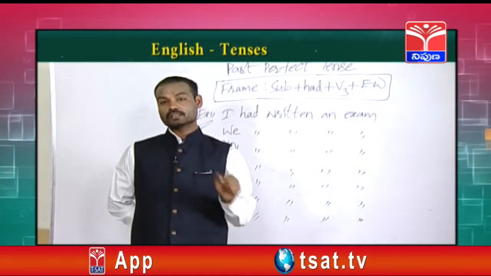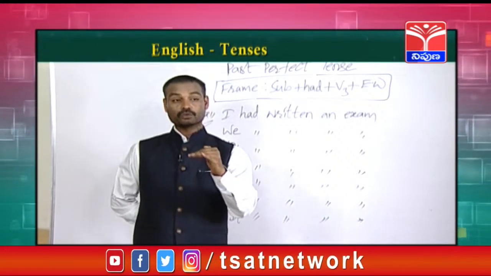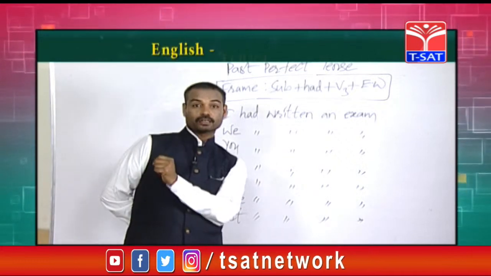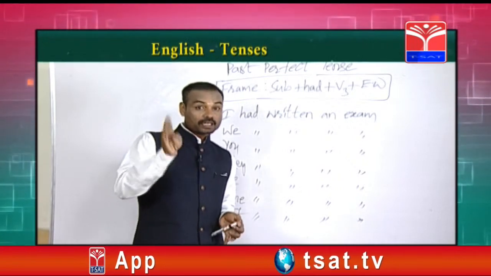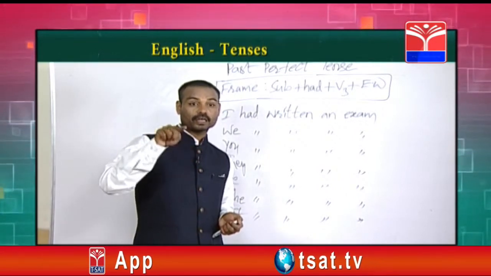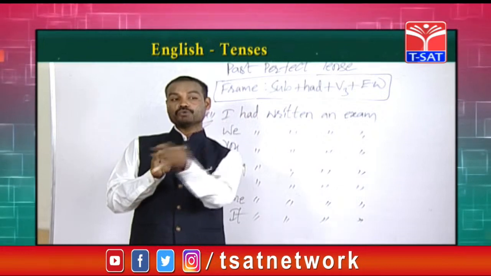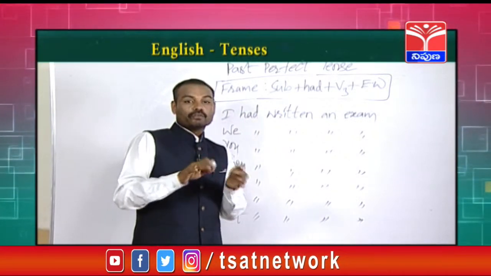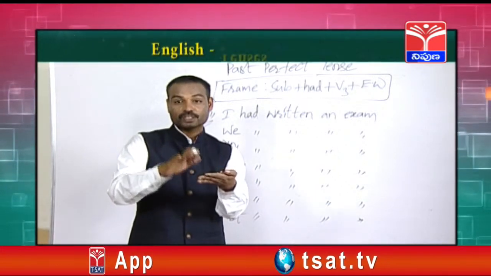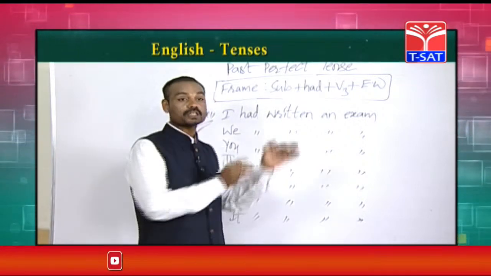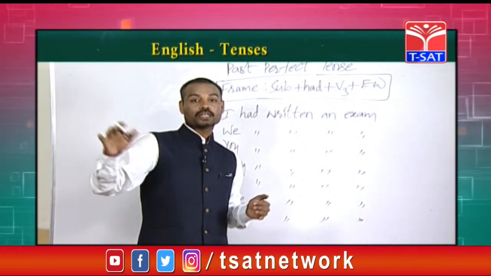Which work has happened first? First, I saw your ticket. After that only, I allowed you into the theatre. So like this, I allowed you after I had checked your ticket. So here two things happened, checking the ticket and allowing you inside the theatre. Which work has been completed first? Checking your ticket. That work has been completed first. So such works are used in past perfect tense. I allowed you after I had checked your ticket.